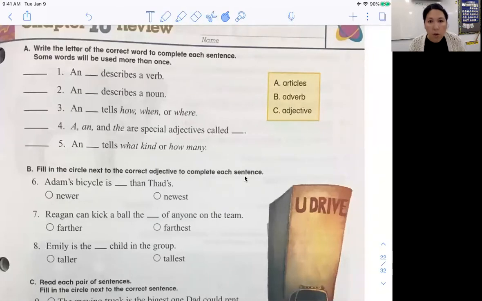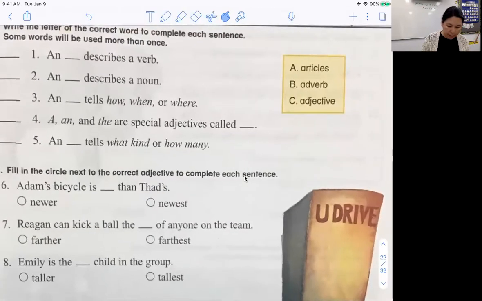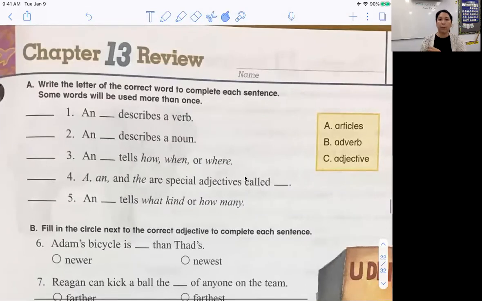All right, so I want everyone to go to the top. We're at chapter 13 review, and let's read the directions together. So it says, write the letter of the correct word to complete each sentence. Some words will be used more than once. And these are our choices over here. So we've got articles, adverbs, and adjectives. Those are the 3 things we can pick from, A, B, or C, okay?